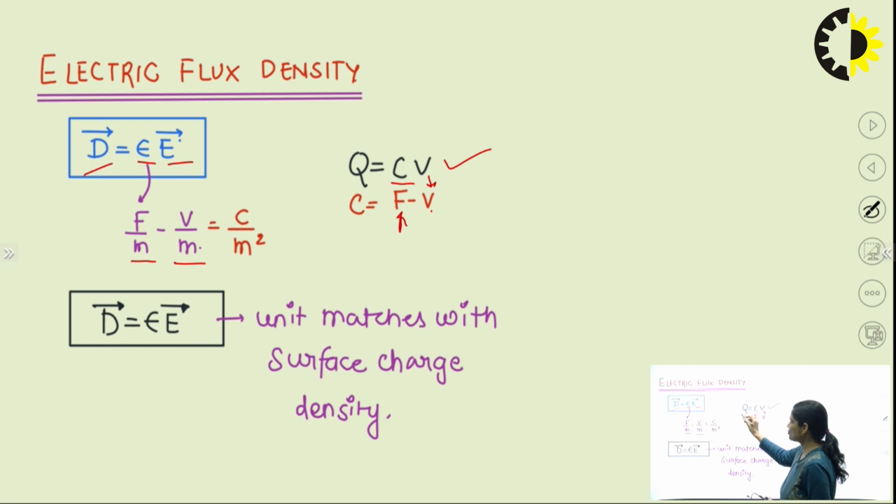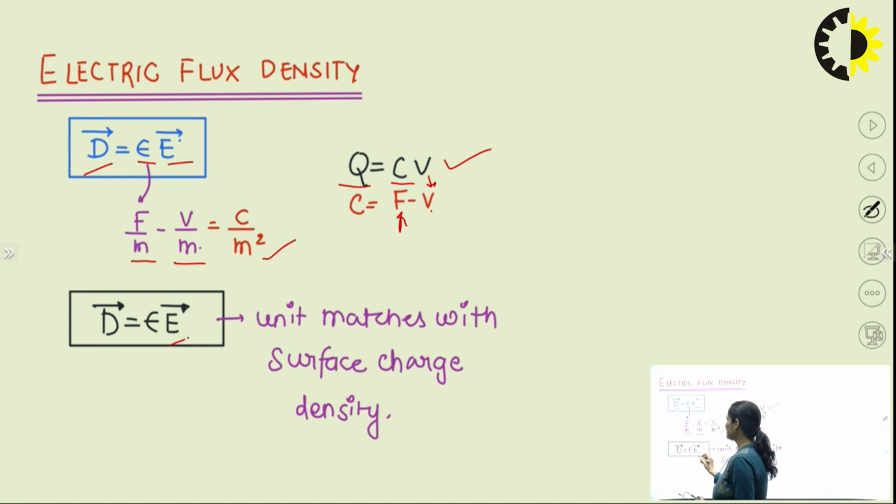So for charge Q, the unit is coulomb. Put the values here: F dot V is equal to C, and M into M is M square. So the unit for electric flux density is coulomb per meter square. Now D is equal to epsilon times the electric field intensity E. Its unit matches with the surface charge density.